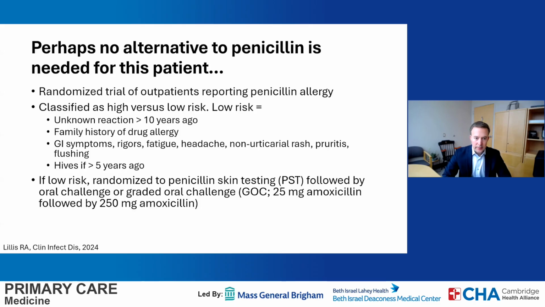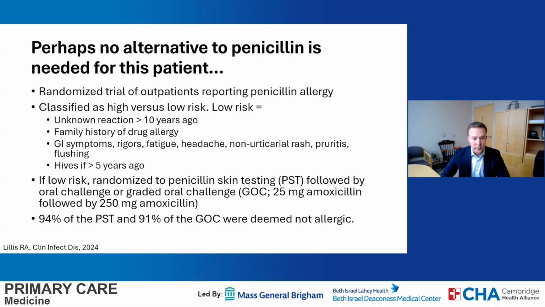And so if they were low risk, they were randomized to penicillin skin testing followed by an oral challenge, or no skin testing and a graded oral challenge with amoxicillin, where they received a 25 milligram dose and then 250 milligrams of amoxicillin later. And importantly, 94% of people in the skin test arm and 91% in the graded oral challenge arm were deemed not allergic and could receive standard therapy for syphilis or gonorrhea if they were receiving ceftriaxone for that and had a history of a penicillin allergy.